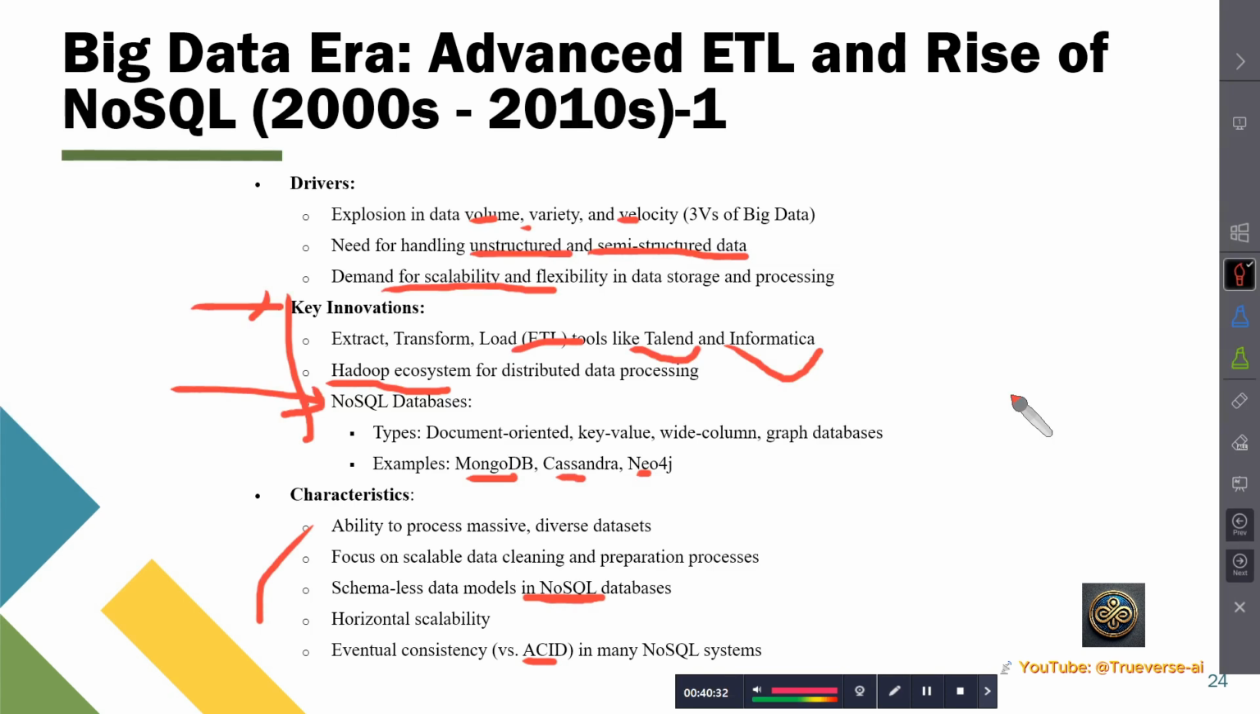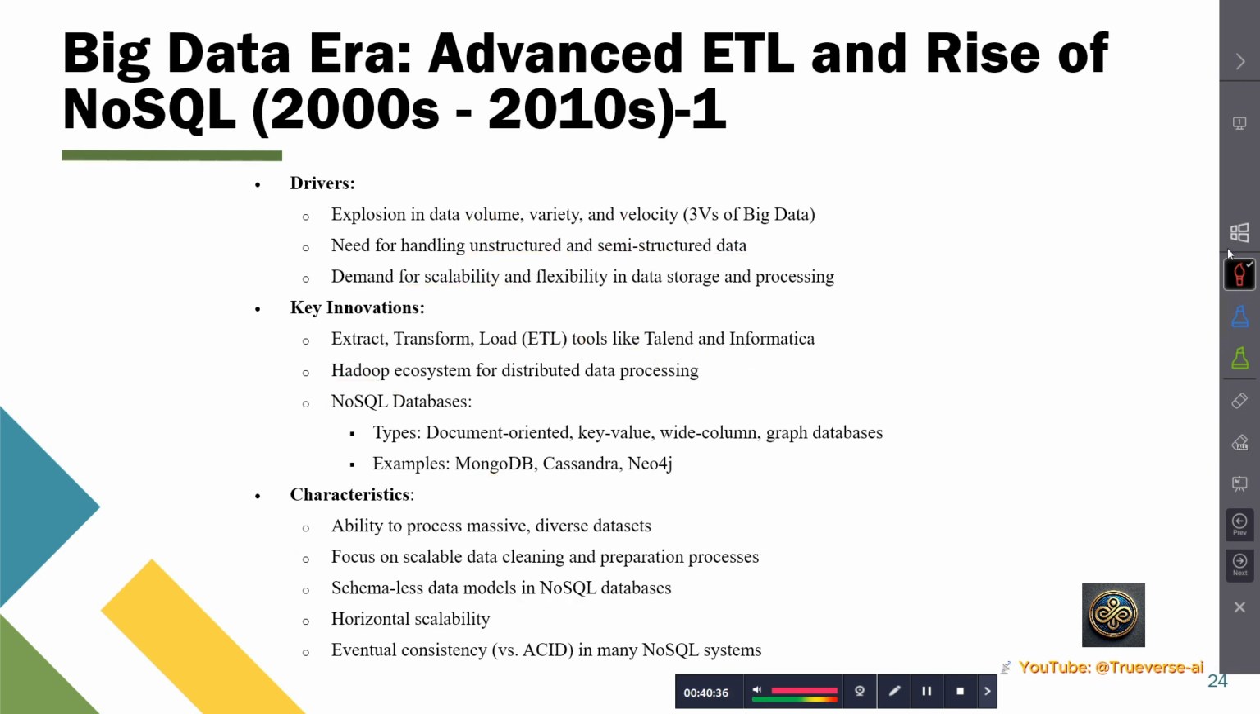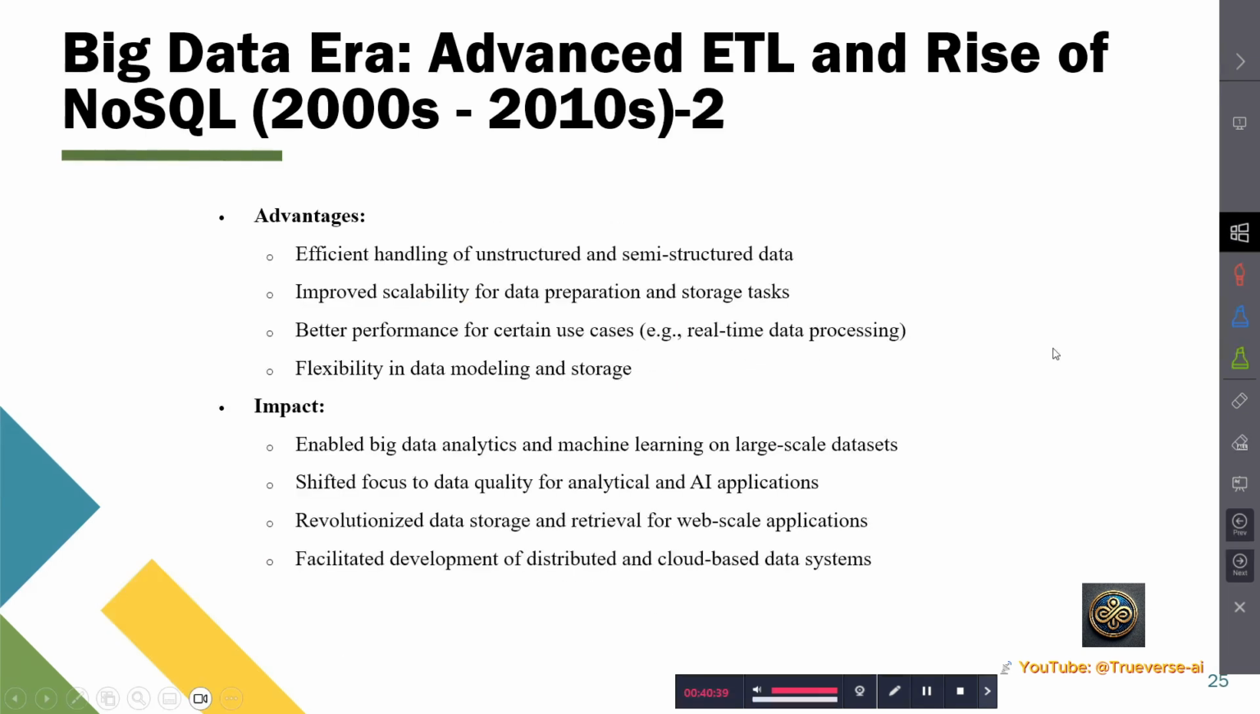Continuing with big data, there are advantages like efficient handling. NoSQL systems provide efficient handling of unstructured and semi-structured data, unlike traditional SQL databases that are confined to structured data models.